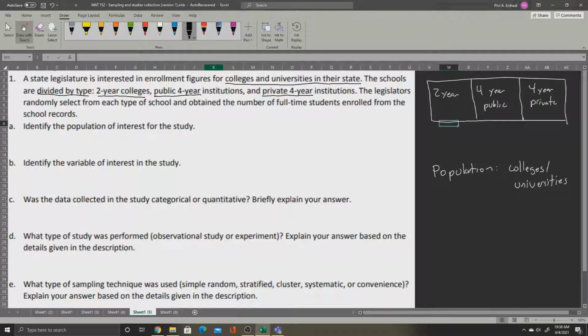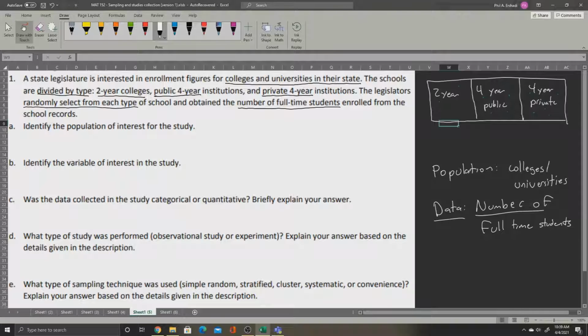In line 3, we are also told that we are randomly selecting from all three types of schools. To show this, we'll show a random selection from all three types. The blue dots will represent items that are sampled from each type. We are also told that the thing we are studying is the number of full-time students. Let's make a note of that. With this in mind, let's answer the following questions.